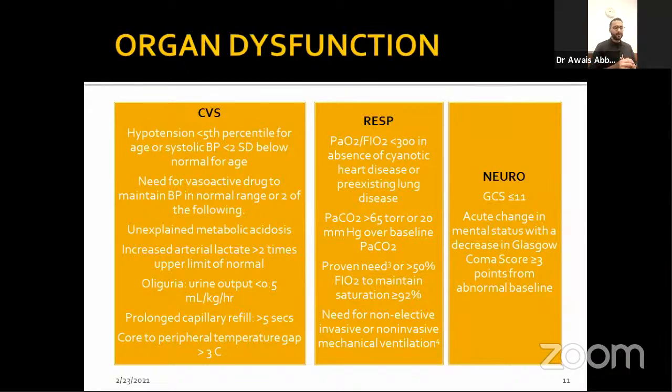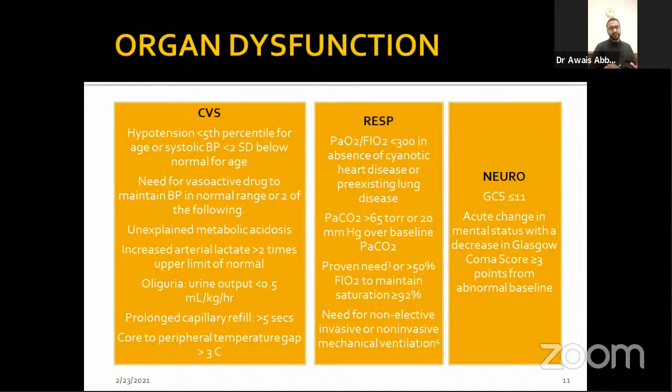Respiratory organ dysfunction is defined as a PF ratio less than 300 in the absence of any cyanotic heart disease or pre-existing lung disease, or PaCO2 of greater than 65 or 20 over the actual baseline PaCO2, or if we prove that the FiO2 need is greater than 50% to maintain the arterial oxygen saturation of greater than 92%, or if the patient needs any non-elective invasive or non-invasive ventilation.